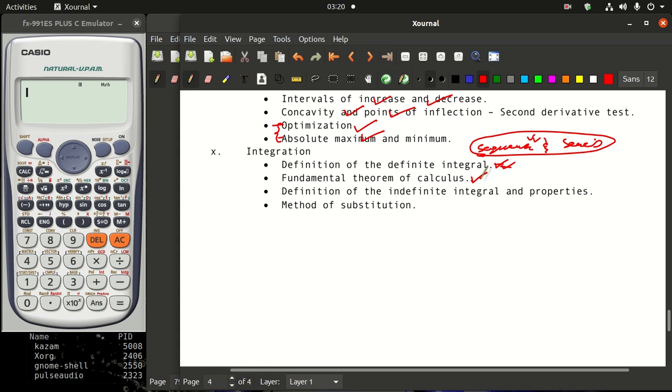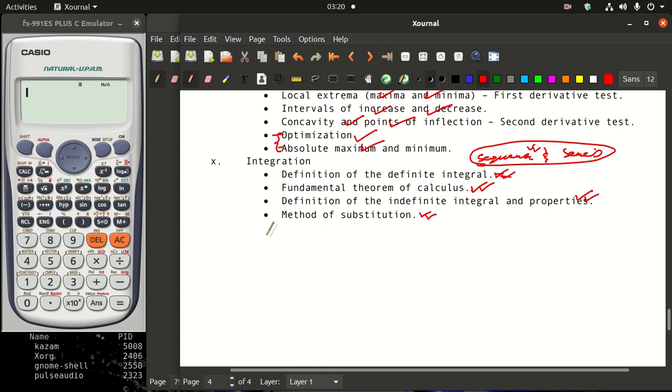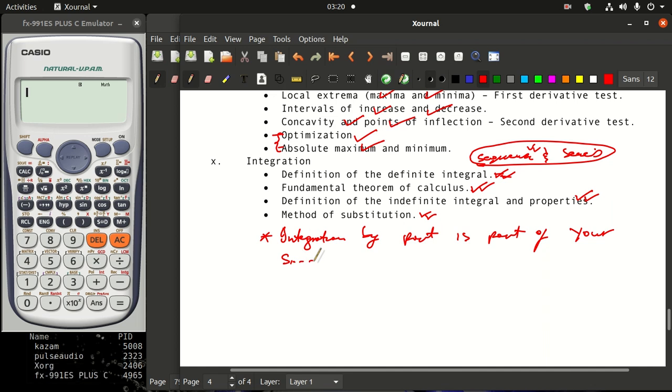The fundamental theorem of calculus, we talked about that. And then we started to talk about the definition of the indefinite integral and properties, we talked about those. And then the method of substitution, which is what we recently talked about. That is actually supposed to be the end. Integration by parts is not part of your syllabus, so we did not do it.